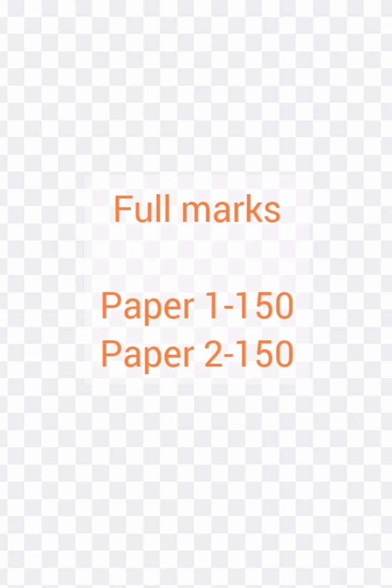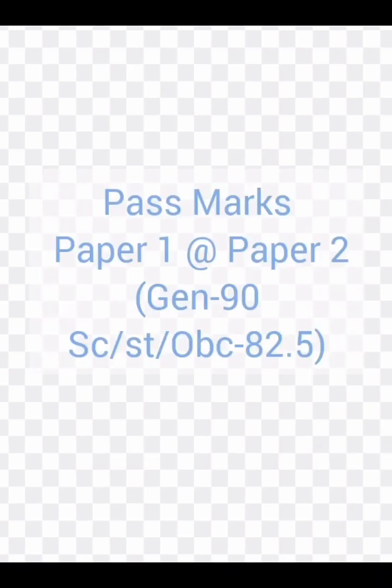The marks are here divided into 5 parts and later we will discuss about the division of the marks, but full marks is 150 and 150. Next is what is the pass marks. For paper 1 and paper 2 both, a general candidate has to score 90 and SC/ST/OBC 82.5.